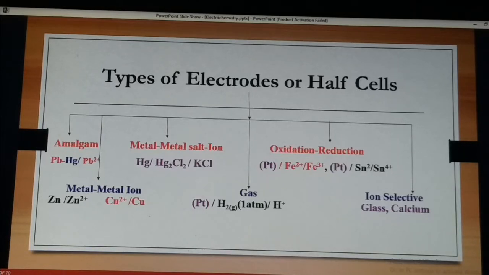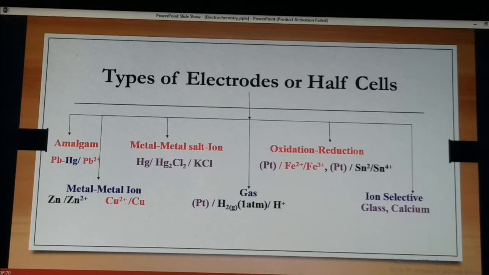Metal-metal ion electrode is zinc in the zinc ions, copper electrode in the copper ions. So metal-metal ion electrode is quite similar to the amalgam electrode, except that in the amalgam electrode we have used the metal with mercury also. The metal-metal salt ion electrode is one in which we have taken the metal with its sparingly soluble salt, and the two are taken in a solution of electrolyte having the same ions as the sparingly soluble salt. And the examples are calomel electrode, silver-silver chloride electrode.